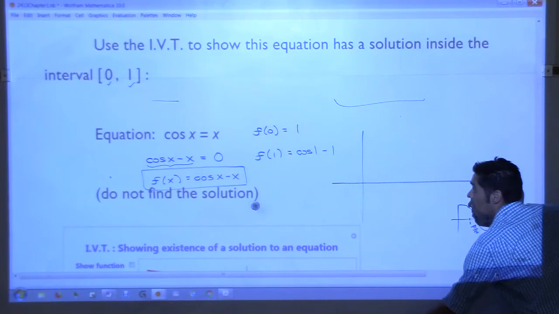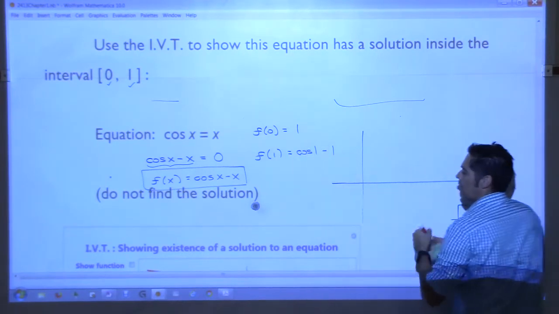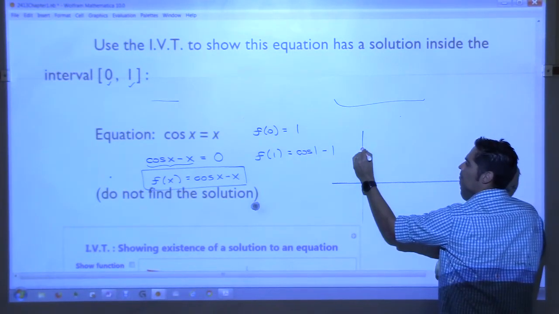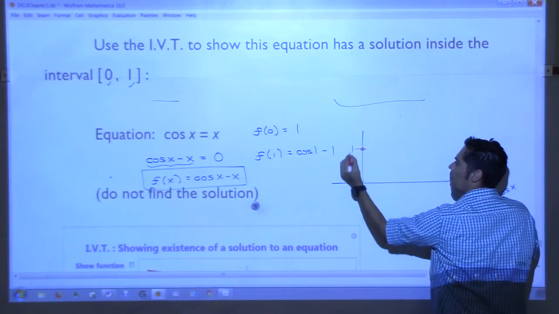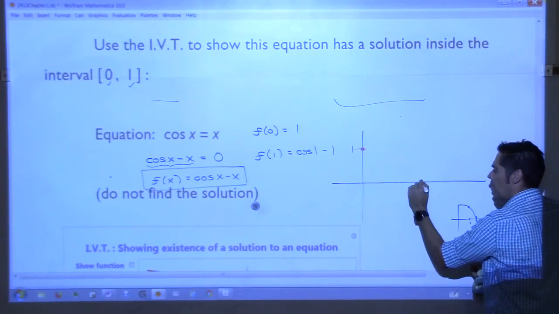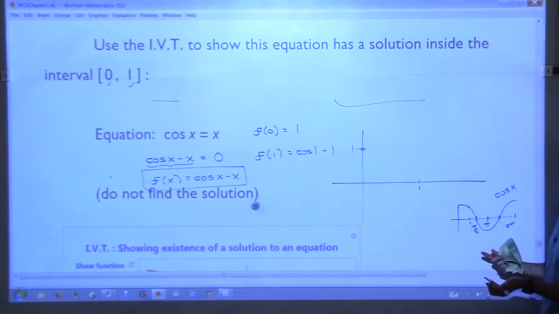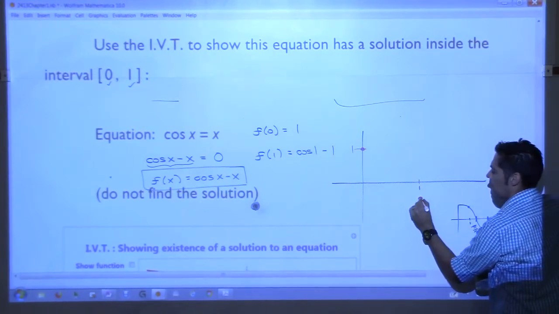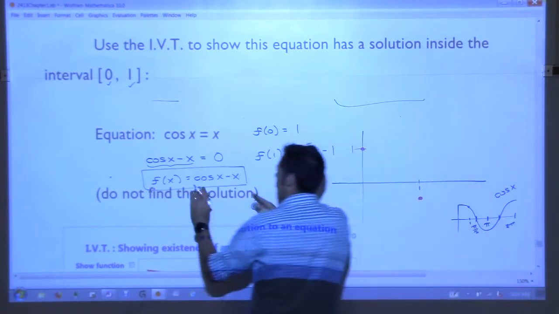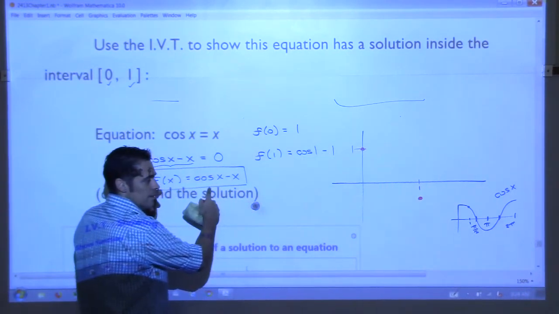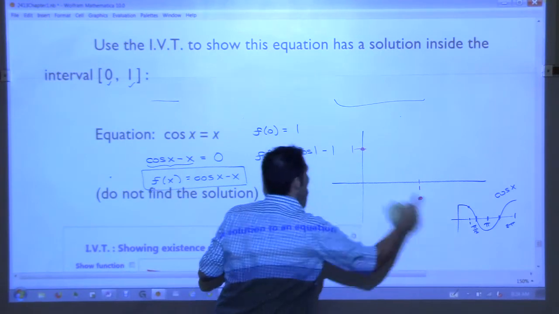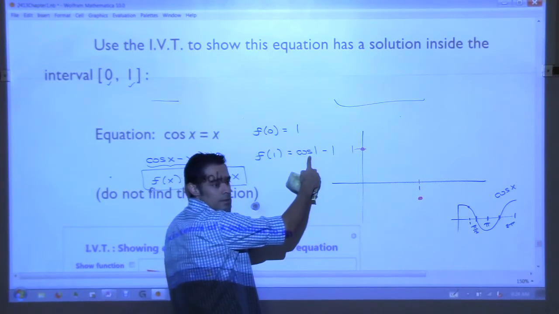I wanted to plot this. When I plugged in 0, we got 1, right? So when I plugged in 0, we got 1. Okay? And when I plugged in 1, what did we get? Some negative number, right? So I'm talking about this graph right here. All right? I only use that graph to figure out that that number is smaller than 1, okay?